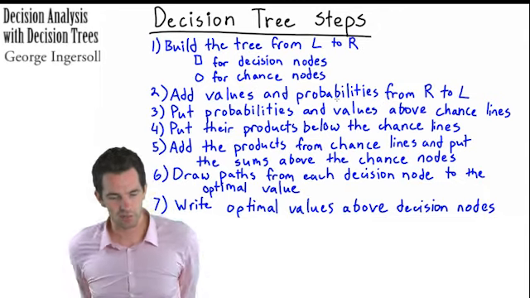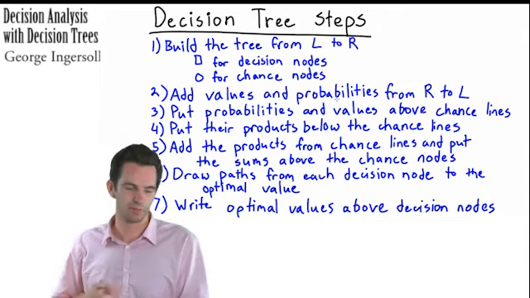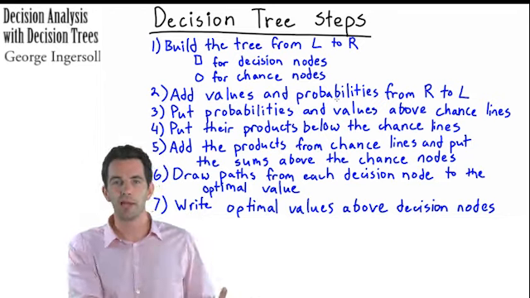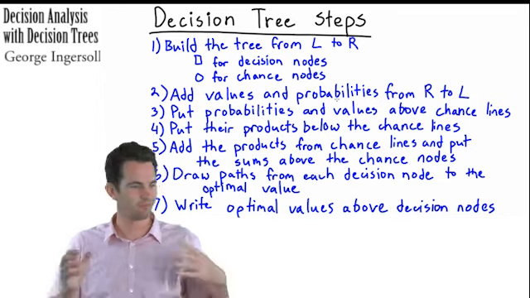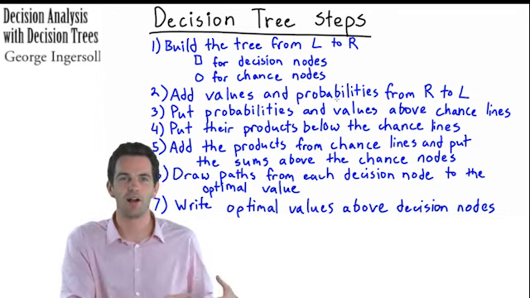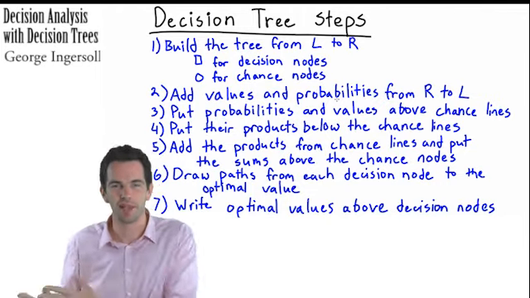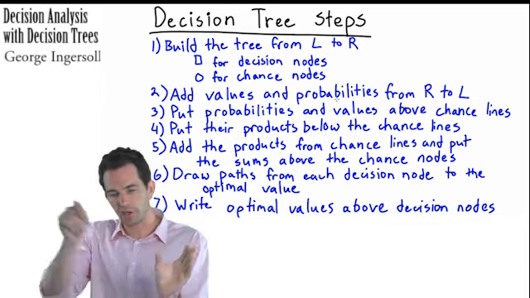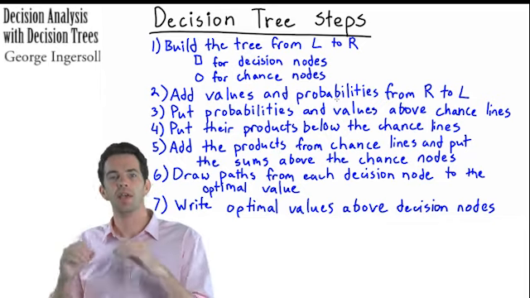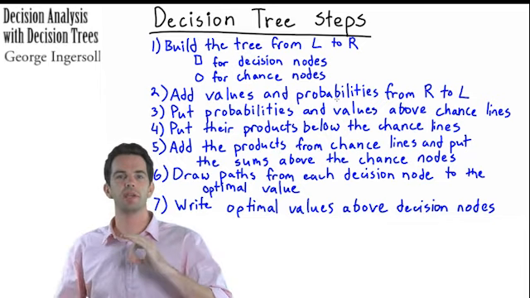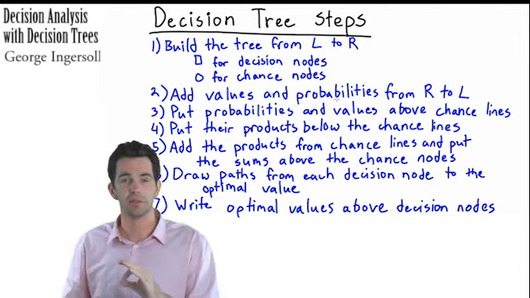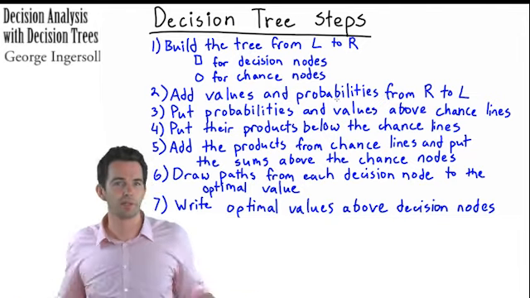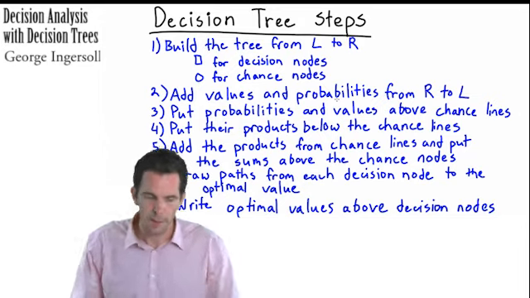All right, here are my decision tree steps, and like I said, the handwriting's terrible. First thing we're going to do is build the decision tree from left to right, almost chronological order. And we're going to use squares every time there's a decision, and then the branches off for the various decisions. And we're going to use circles whenever there's a chance. I'll call them chance nodes. And then we're going to have prongs and probabilities associated with each of those chances.